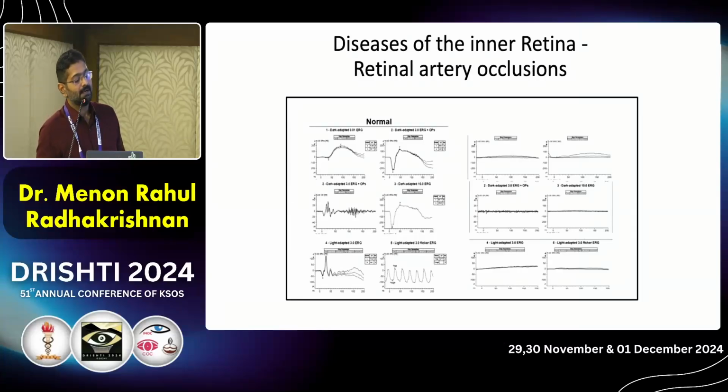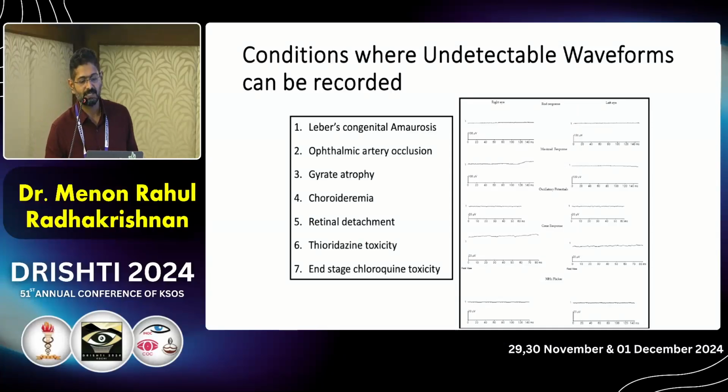Now in inner retina, especially CRAO, we mostly rely on clinical examination or an OCT to get the diagnosis. But sometimes you can also use an ERG, where in one condition you get an unrecordable ERG, and most often in the initial stages the B wave is the first thing to get affected. Now, these are the conditions where you will find undetectable waveforms: LCA, ophthalmic artery occlusion, gyrate atrophy, the list goes on.